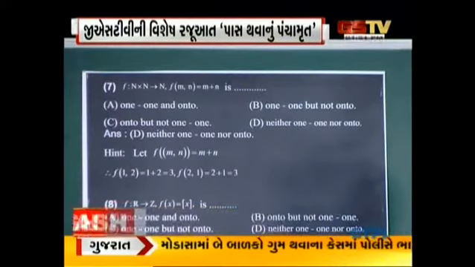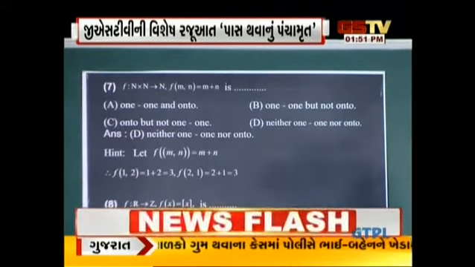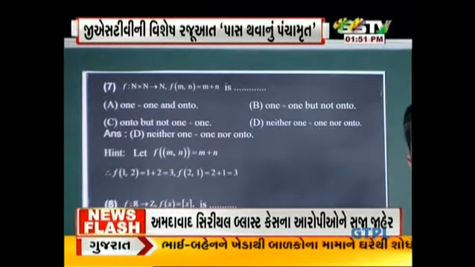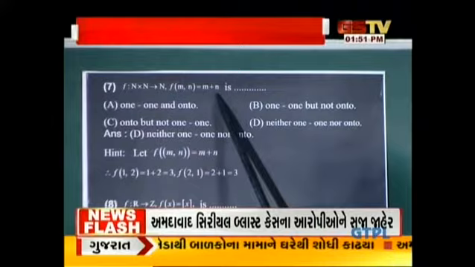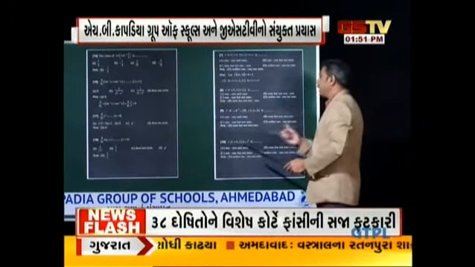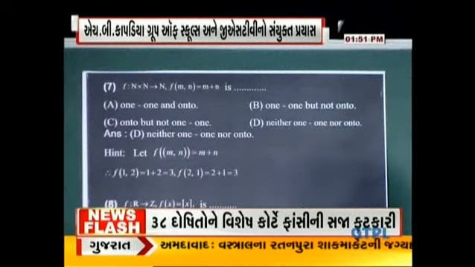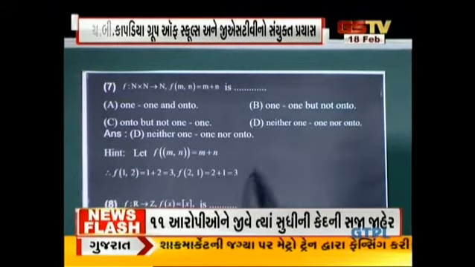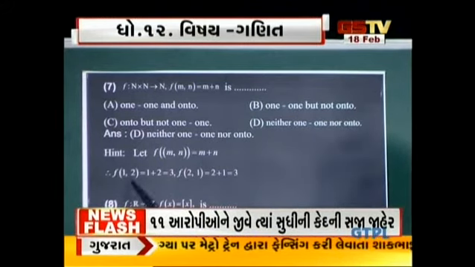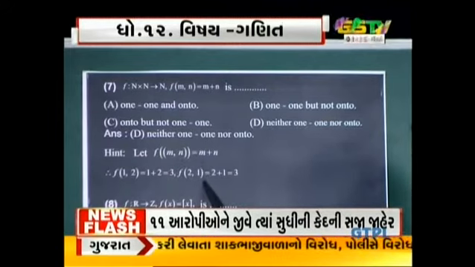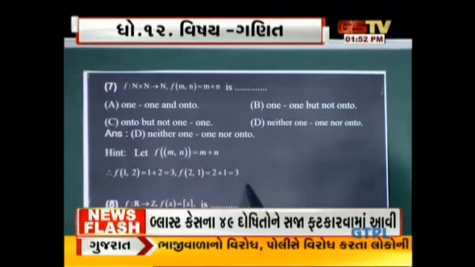One example for not 1 1 type or not onto type questions, if we take one pair 1 comma 2, so for this function 1 plus 2 is equals to 3. If we take another pair 2 comma 1, then the relation is 2 plus 1 is equals to 3. Now please see here, if 1 comma 2, answer 3. If we take 2 comma 1 pair, answer is also 3.